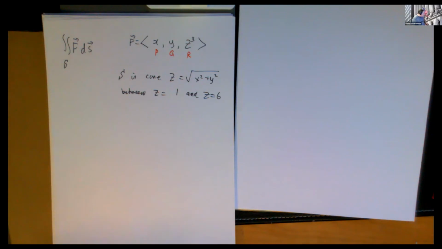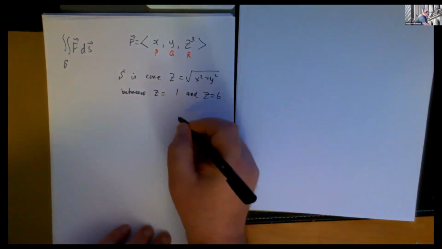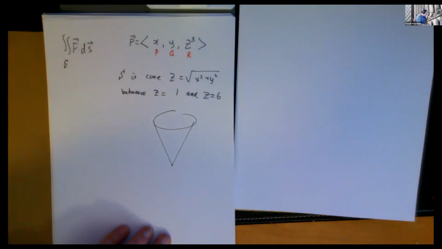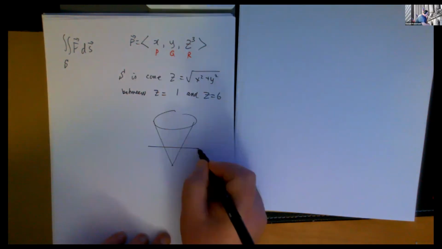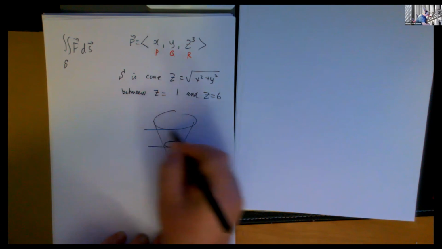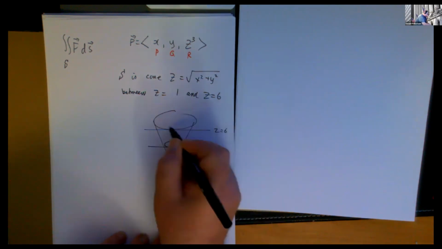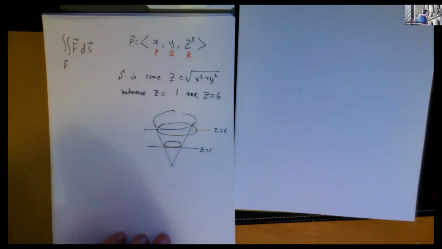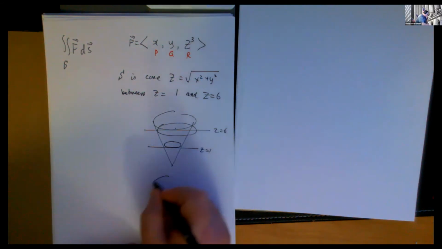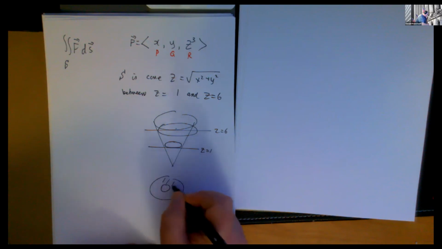Now, if you take a cone, which is basically that shape, and you cut it at z equals 1, you'll end up with a circle, right? And then if you cut it at z equals 6, you'll end up with a different circle. And it's the bit between those two, if you can project them downwards. Can you imagine one is a hole cut out of the other?